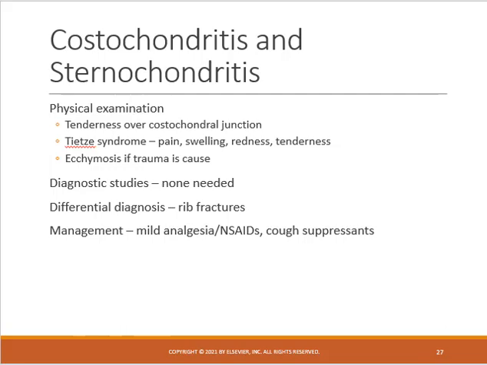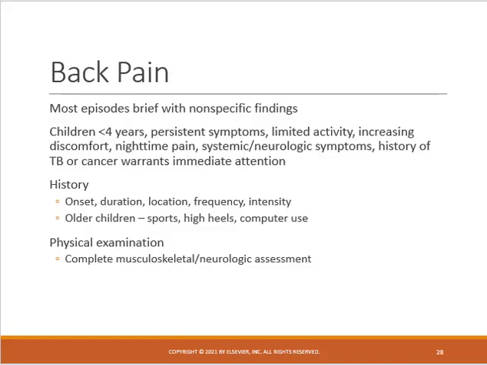On physical exam, you may notice tenderness where the ribs join the sternum, and there can even be the Tietze syndrome, which is pain or swelling or redness in that area. No diagnostic studies are needed. You need to take into consideration there could be rib fracture as a differential diagnosis. Management includes minor analgesia with NSAIDs or Tylenol and cough suppressants if cough has been part of the equation.